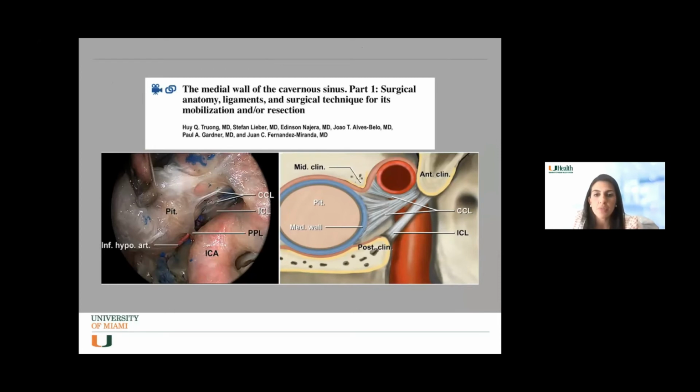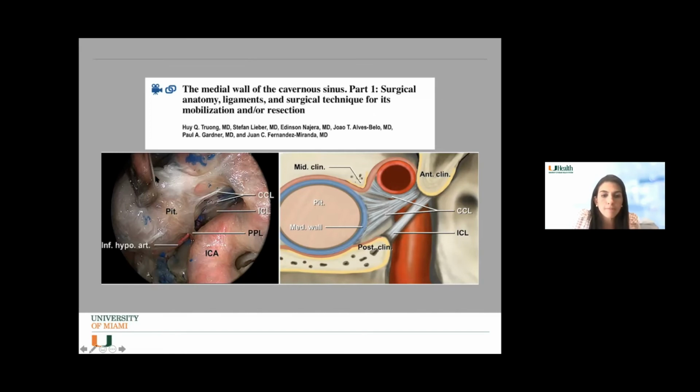So Juan Fernandez-Miranda, out of Pittsburgh and now at Stanford, studied the anatomy of the cavernous sinus from the endoscopic approach very extensively and did very beautiful anatomic studies describing each of the ligaments that connect the carotid artery to the medial wall of the cavernous sinus, because in knowing the connections, we know what we have to cut in order to release the medial wall of the cavernous sinus.